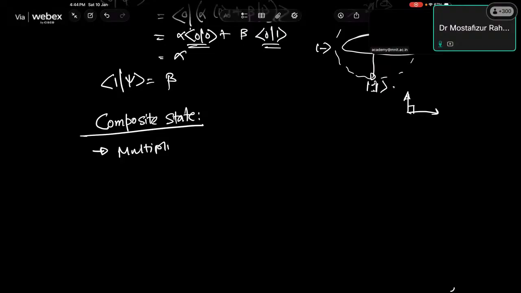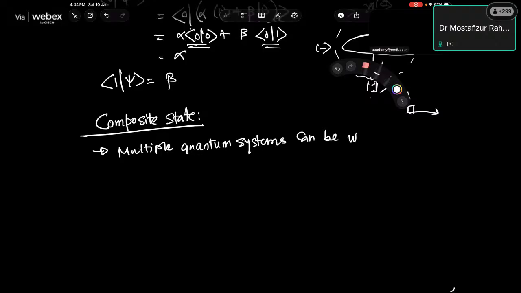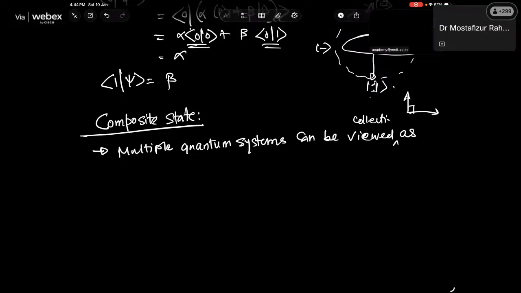Multiple quantum systems can be viewed collectively as a single compound system.